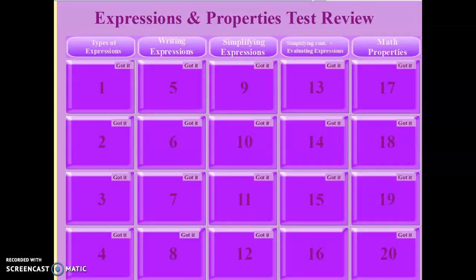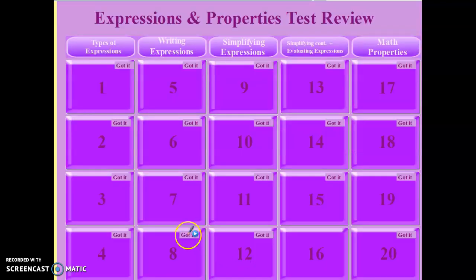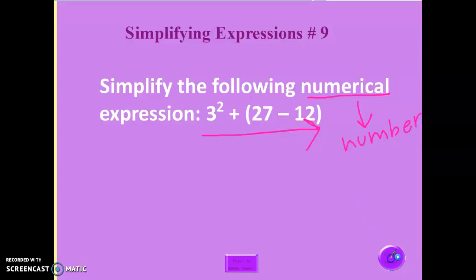All right, we also looked at simplifying expressions. So there's two main types. First, if you have all numerical numbers, all numbers, again, here's that term numerical, which means numbers. So if we have all numbers and we're asked to simplify, you can grab your calculator and plug it in from left to right. So 3 squared plus 27 minus 12, if you put that in your calculator, you should end up with the answer of 24.